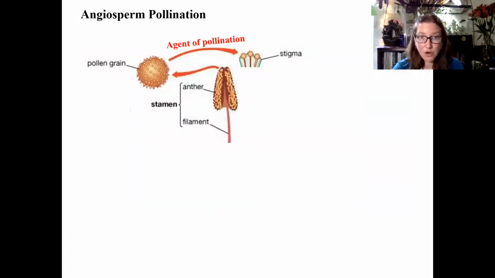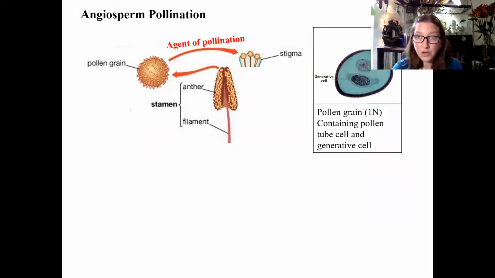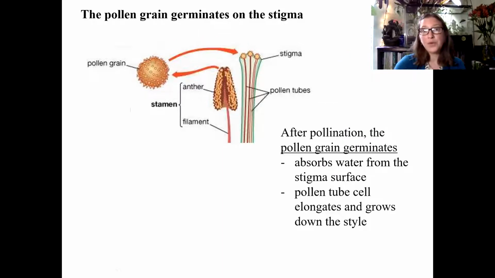Once pollination occurs, the pollen grain, which is made up of that pollen tube cell and generative cell, is going to grow a pollen tube. So here you go, this is what this is showing you. The top here, this is a pollen grain that has landed on a stigma. And now that pollen grain is going to absorb water from the surface of the stigma, which will allow it to grow a pollen tube cell that will grow down the style of the pistil/carpels, right? That's what the text says here at the bottom.